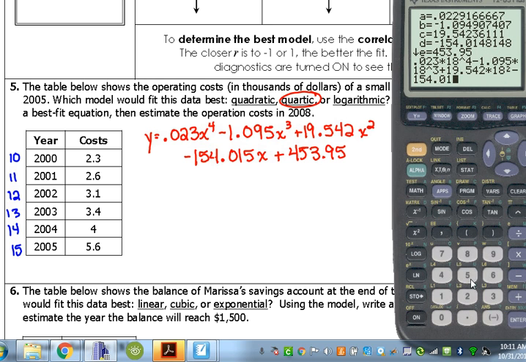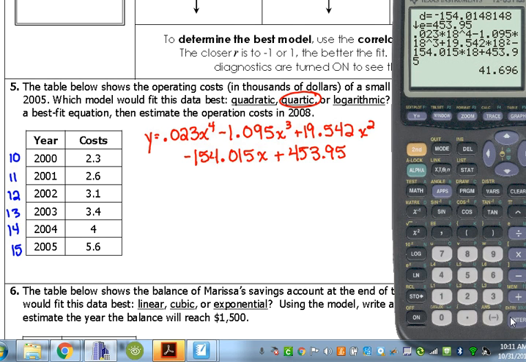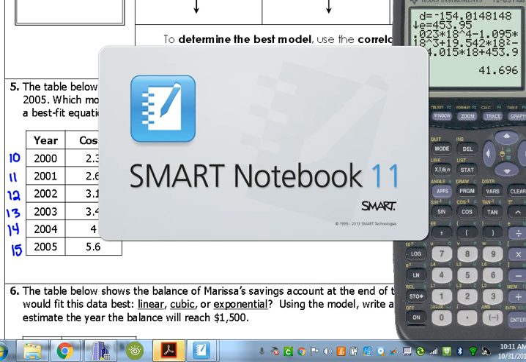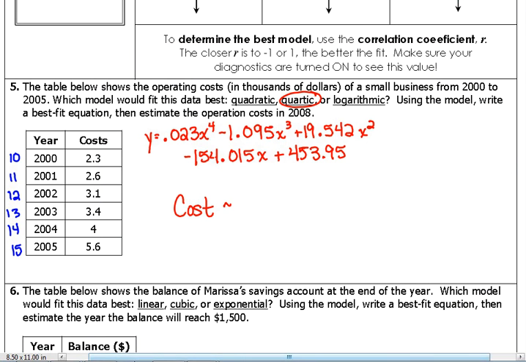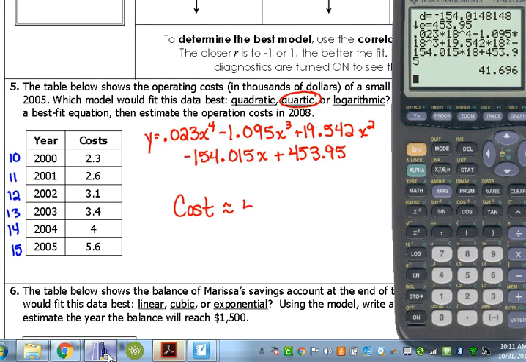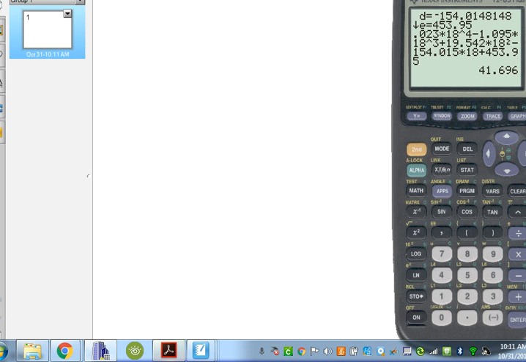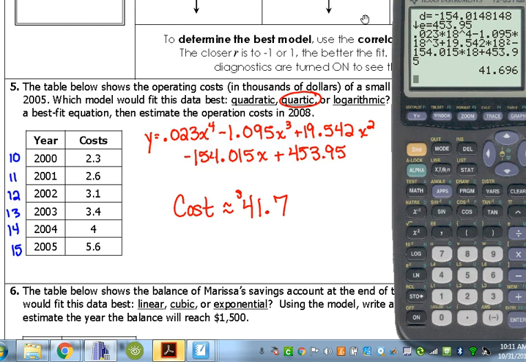This one takes a little bit of time, doesn't it? Alrighty, so it says that the cost in 2008 is approximately 41.6. Well, the table rounded to the 10th, so we'll round to the 10th. 41.7, and this is in thousands of dollars. Oh, technology. There we go.